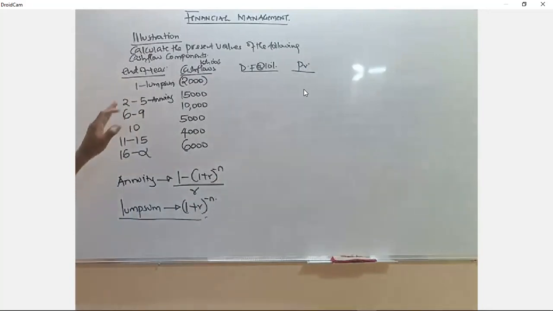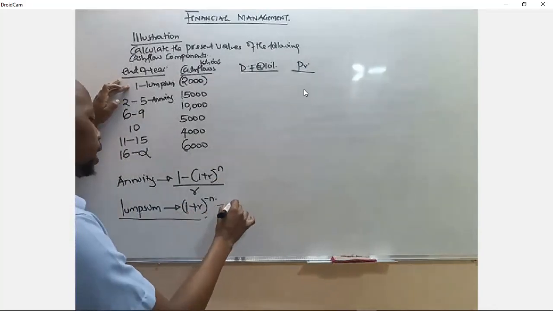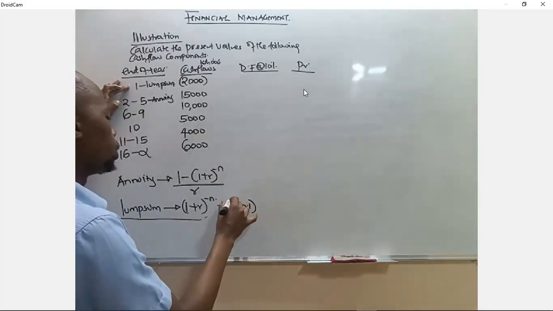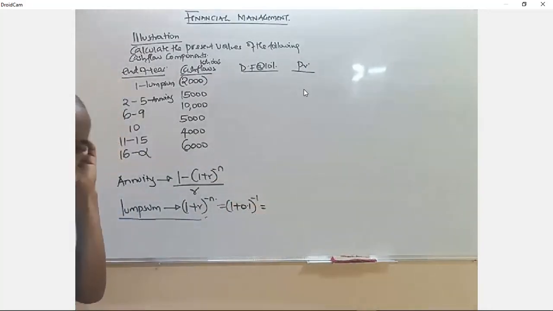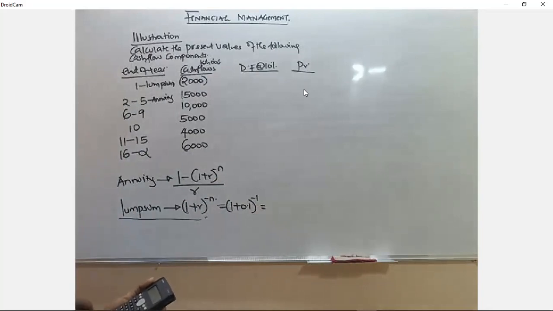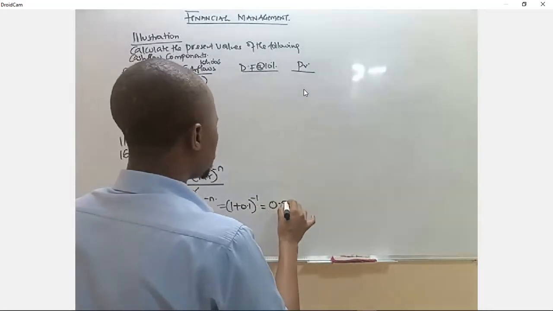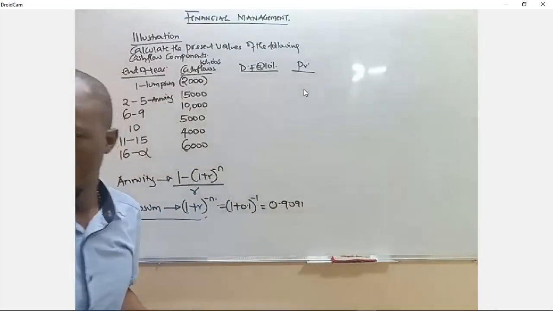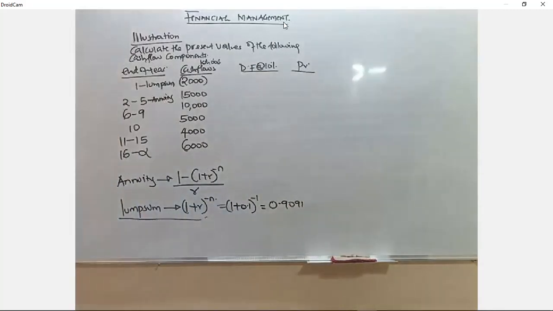Now, for the first year, we have said it is lump sum. So the formula which I'm going to be using is this one. I just need to take 1 plus 0.1, raised to a negative 1. So how much is it? I just say 1.1 raised to a negative 1. So I'm going to be getting 0.9091. Now a student who does not know how to use the formula, but looks at the paper here.